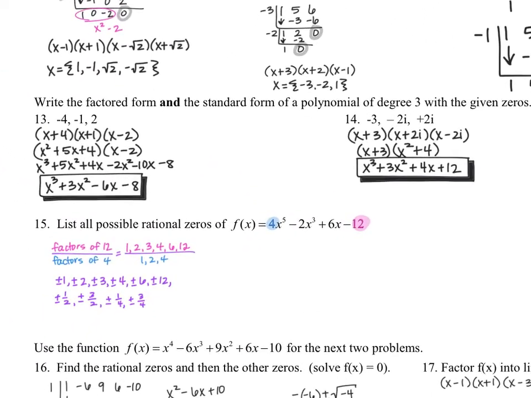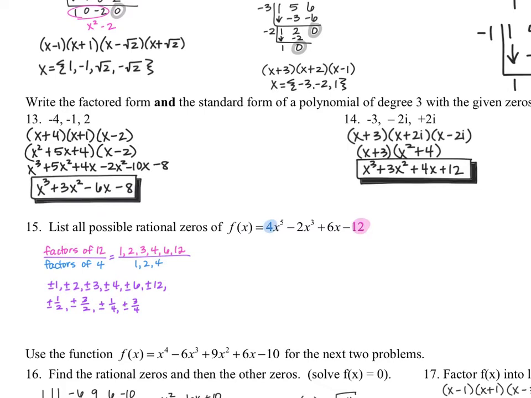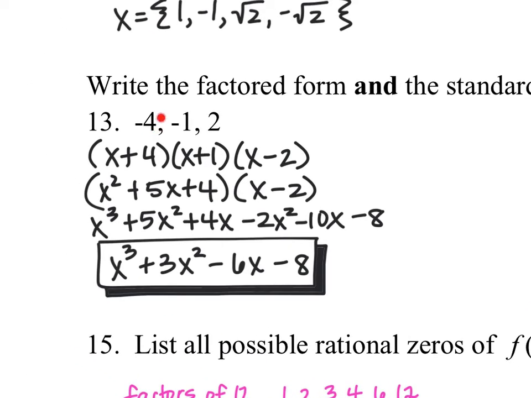For number 13 and 14, we are given solutions or zeros, and we want to write the factored form and the standard form of a polynomial of degree 3 with the given zeros. Now, I want to point out here that none of these solutions, none of these zeros that are given to us are imaginary or radical. So we do not need to add anything to this list. Also, we're told specifically that it should be a cubic. So we have 1, 2, 3 solutions.